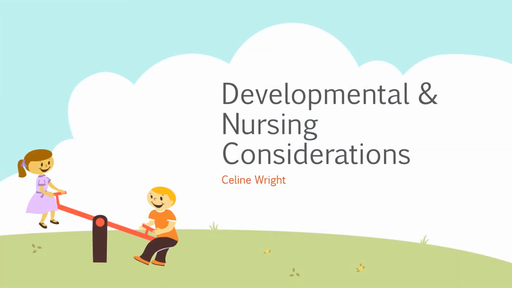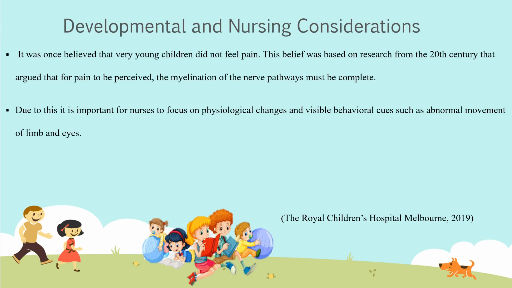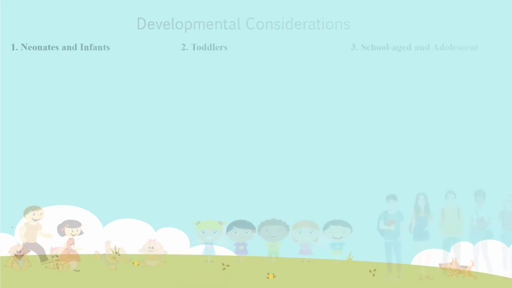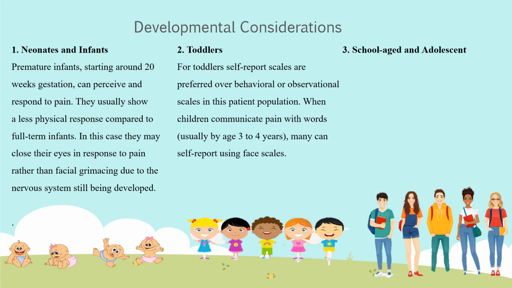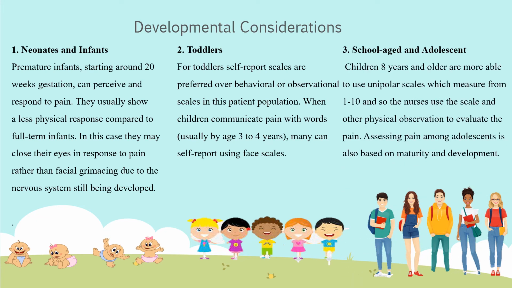Developmental and nursing considerations. It was believed in the 20th century that children did not feel pain because of an underdeveloped nervous system. Developmental considerations. Neonates and infants, from a gestation of 20 weeks, most likely have an eye-opening response to pain. Toddlers mostly have facial grimacing, and between 3 to 4 years they also communicate pain with words and use a self-reported face scale. School age and adolescents are a bit different. Between the ages of 8 and older, they can use the unipolar scale, which is a scale from 1 to 10, and they also do physical observation.